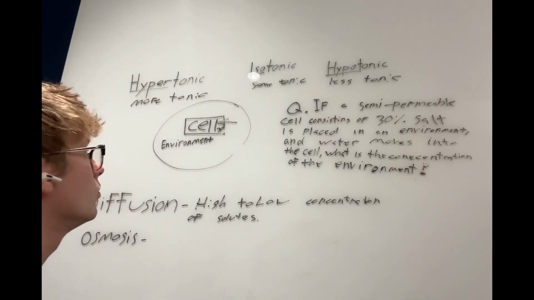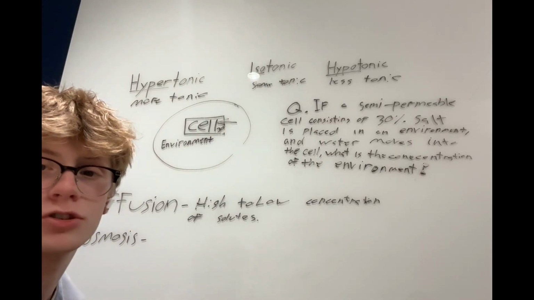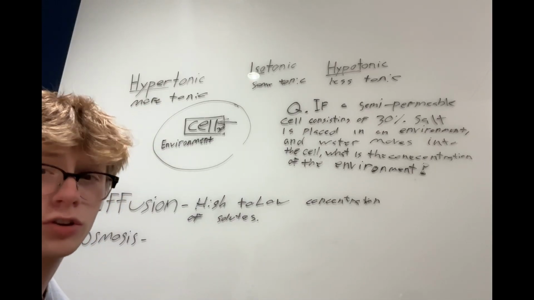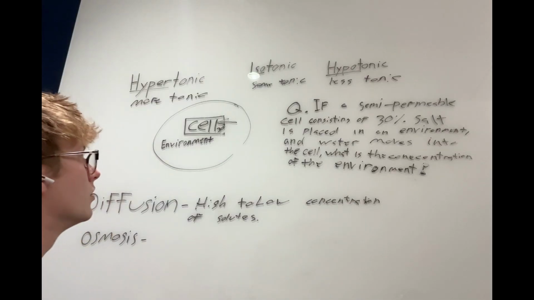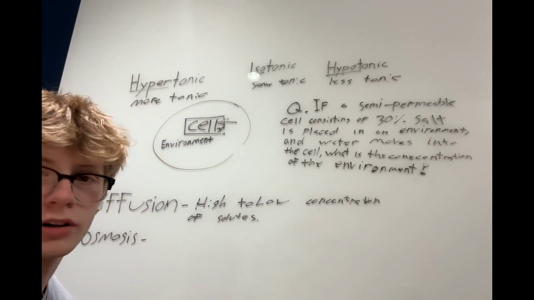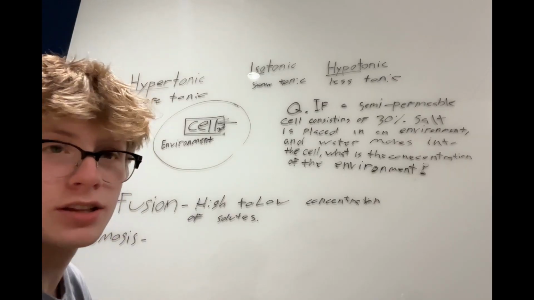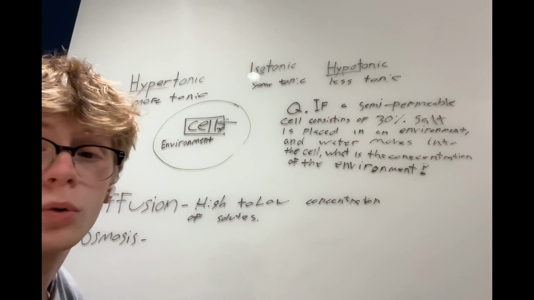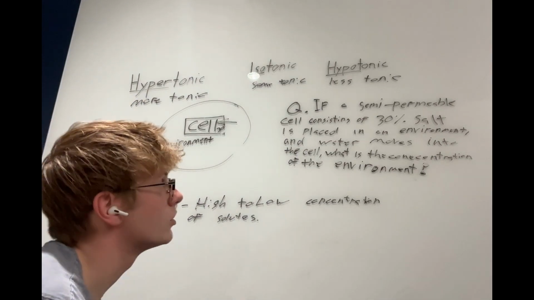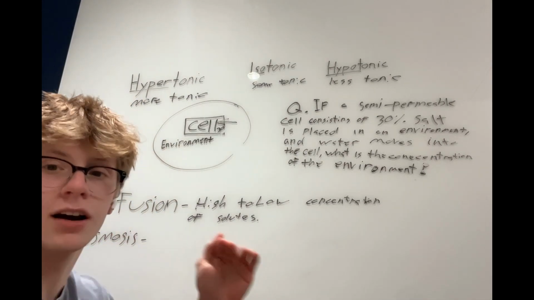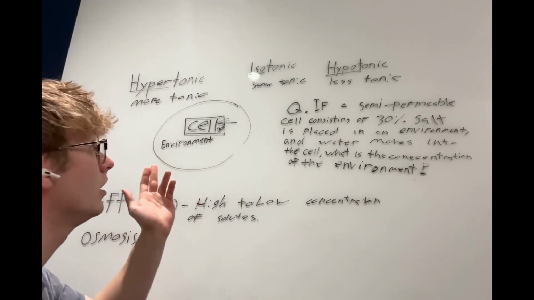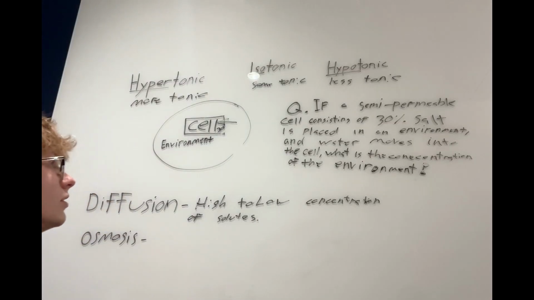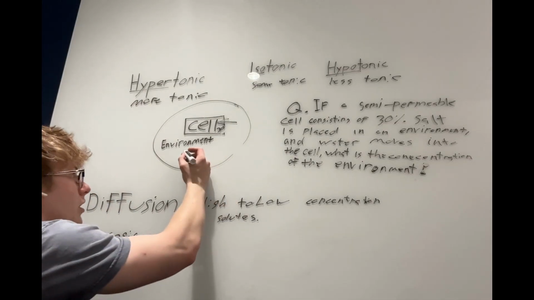We know that water will move from an area of high water concentration to low water concentration, or an area of low solute to high solute. Low to high for solute, high to low for water. So if water is moving into the cell, that means the environment has to have a higher concentration of water. If it has a high concentration of water relative to the cell, then it has a low concentration of tonic, a low concentration of solute. Thus, the environment would be hypotonic.